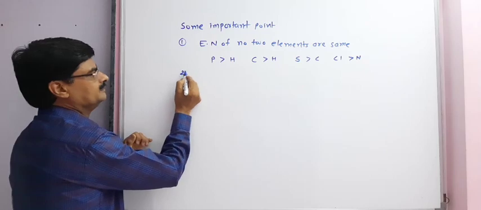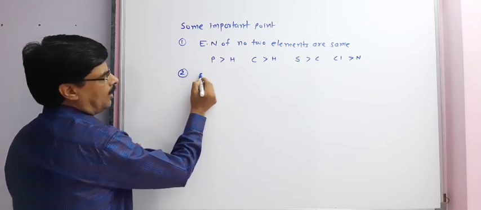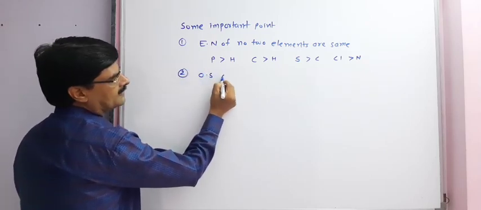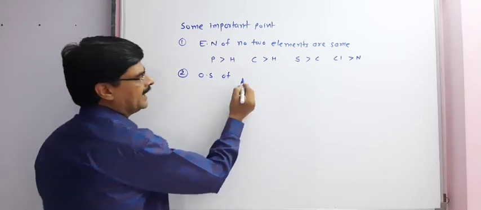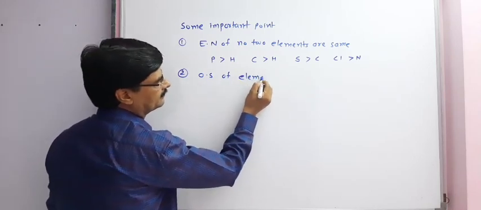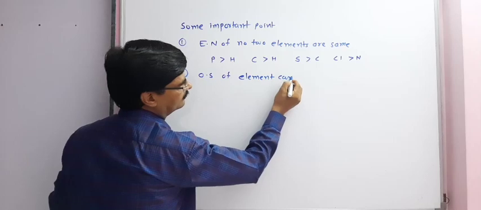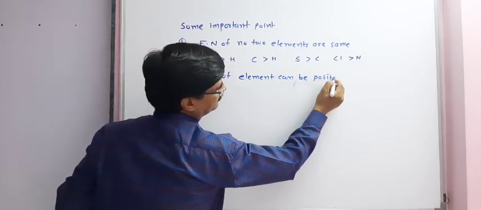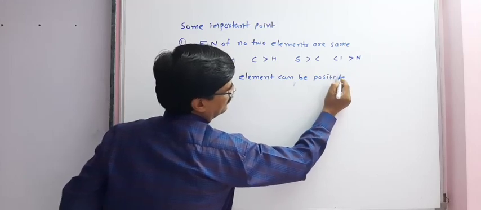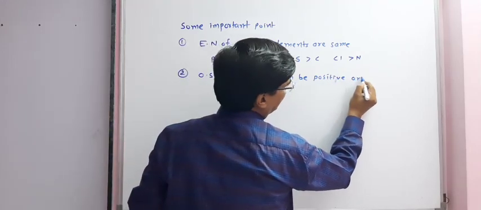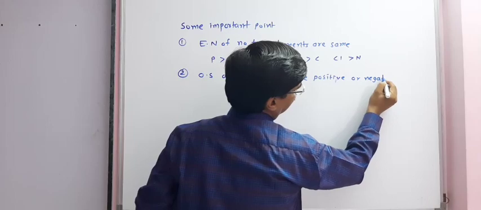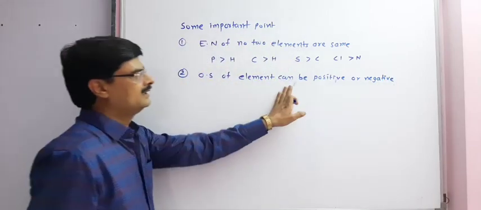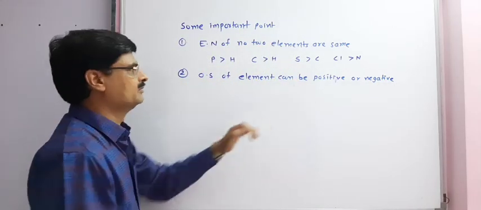Second point, the oxidation state or oxidation number of any element can be positive or it can be negative.